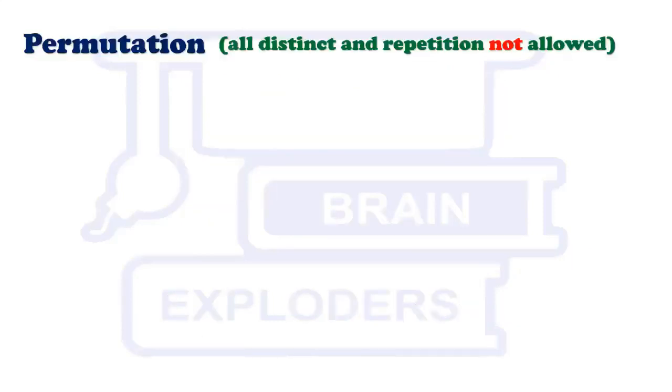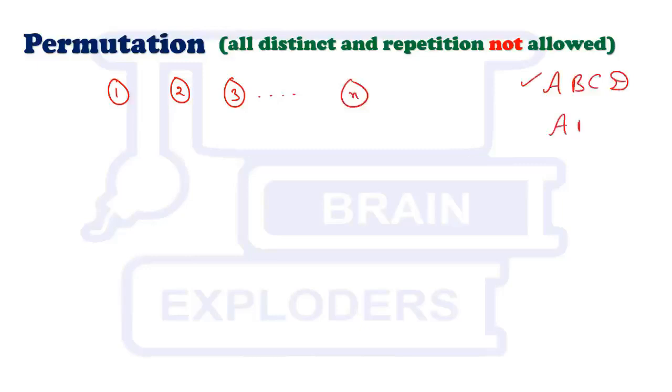Now let us find the total number of permutations of several distinct objects when repetition is not allowed. Suppose several objects are given to us in which all are distinct. What does this mean? It means if A, B, C, D is given to us, it will be considered, but if A, B, B, C is given to us, it will not be considered in this discussion, because here B is repeated. So suppose n distinct objects are given to us.